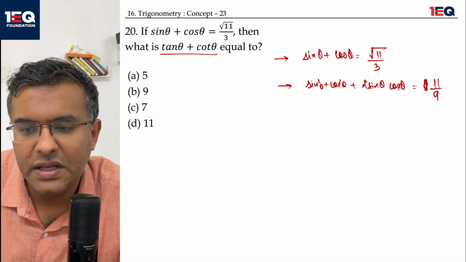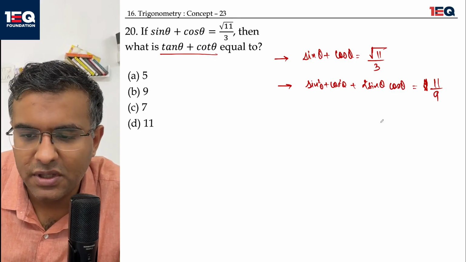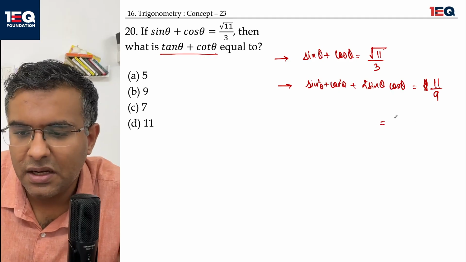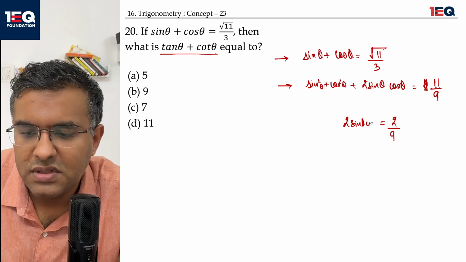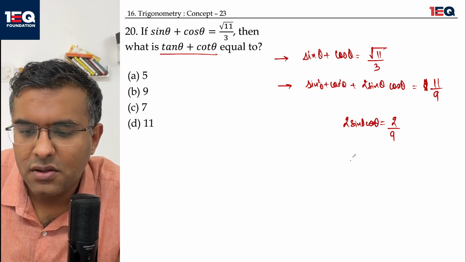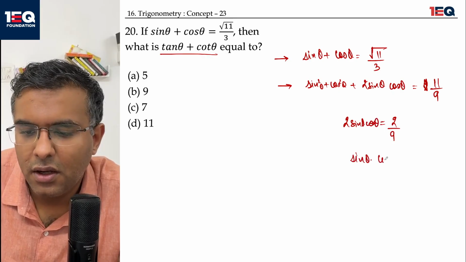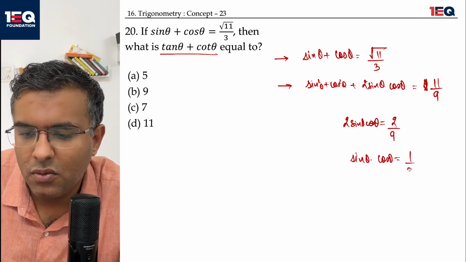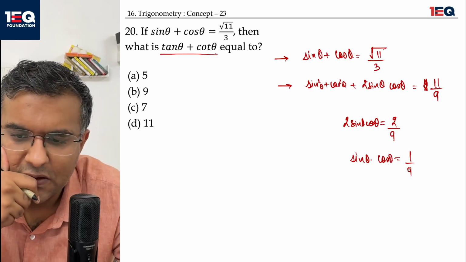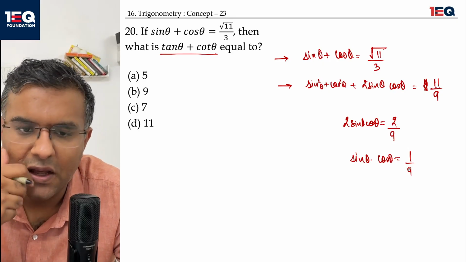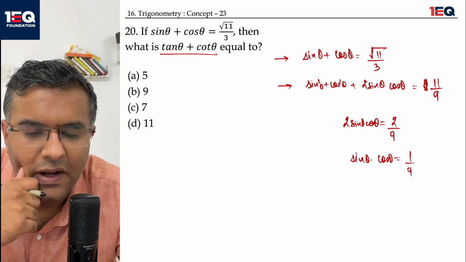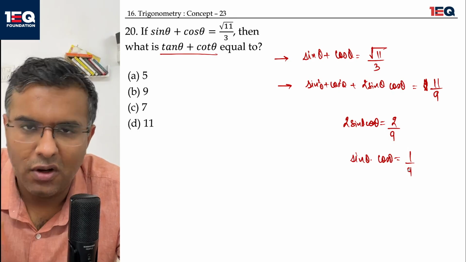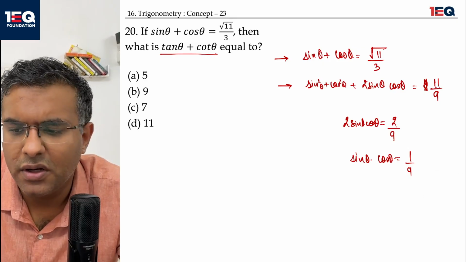So 1 plus 2 sin theta cos theta is equal to 11 by 9. I'll take the 1 to the other side, which will create a minus 1 there, and 11 minus 9 is 2. So 2 by 9 would come here, and 2 sin theta cos theta is 2 by 9. So the value of sin theta into cos theta would be equal to 1 by 9. Now I need to reach a situation where I can write the value of tan theta plus cot theta.